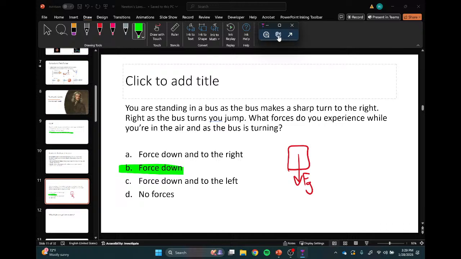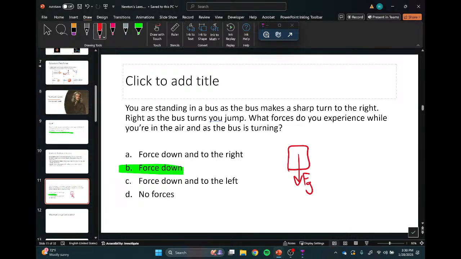Another good example of this is the carnival ride that spins you in a circle really, really fast, and you get stuck to the wall, and it feels like you're getting pushed outwards. You're not getting pushed outwards. You just want to keep moving in a straight line.